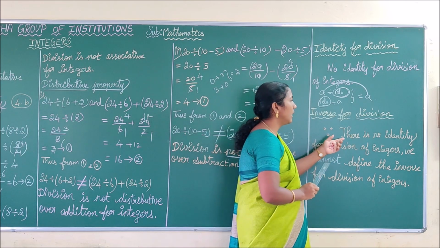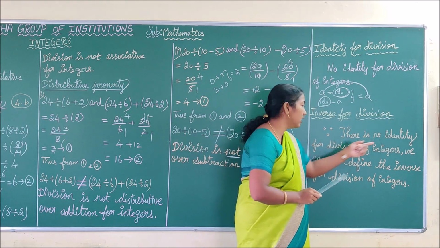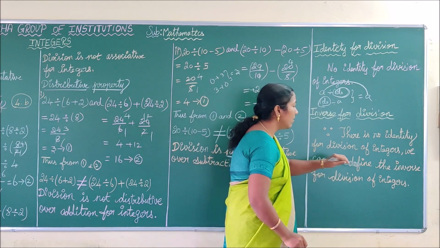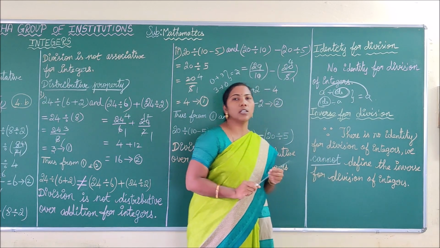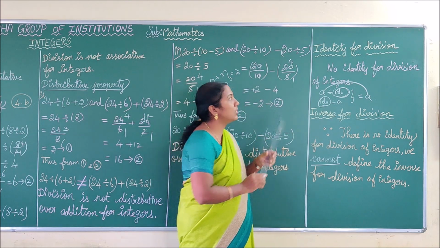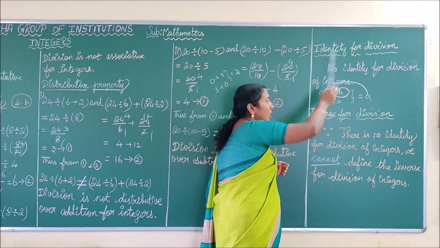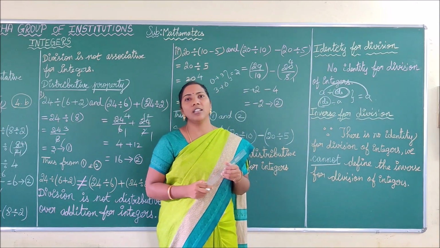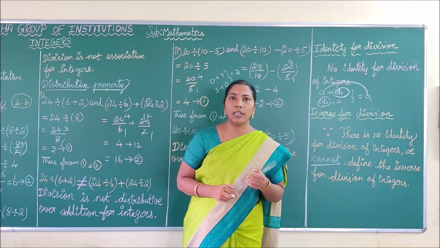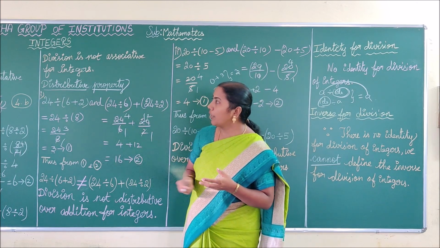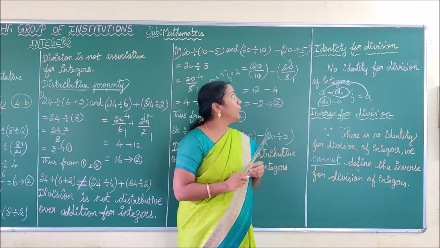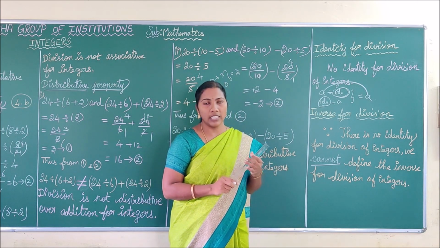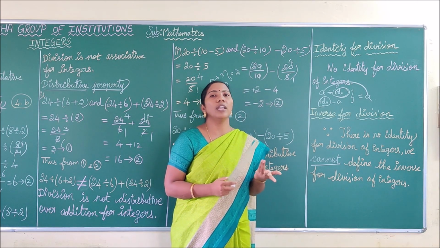Whenever we can't find an identity, we cannot define the inverse either. So in the case of division we can't find identity and also we can't find inverse. Thus for the properties of division, it does not hold any property, that is closure, commutative, associative, distributive, identity, inverse. Thus the operation division for integers does not hold any properties.